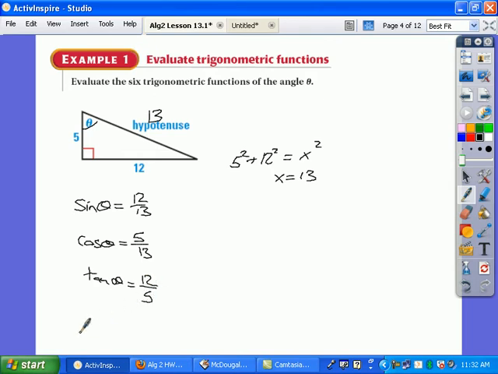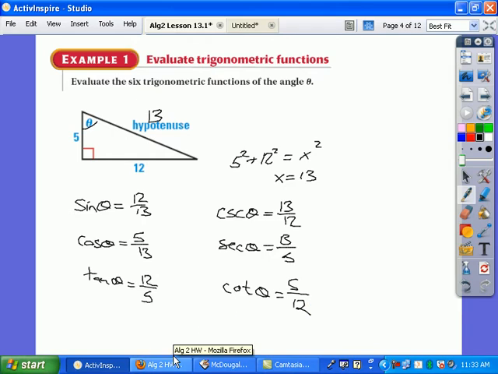Now we have cosecant of theta, which is going to be the reciprocal of sine, so 13/12. We have secant of theta, which is the reciprocal of cosine, which is 13/5. And lastly, we have cotangent of theta, which is the reciprocal of tangent, and that's 5/12. Okay, and those are our six basic trig functions. One thing to note, sine and cosecant are not inverses of each other. We use the term inverses later, and we'll show you how we do that.